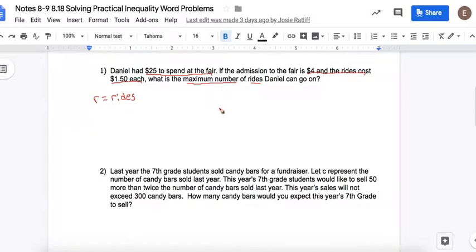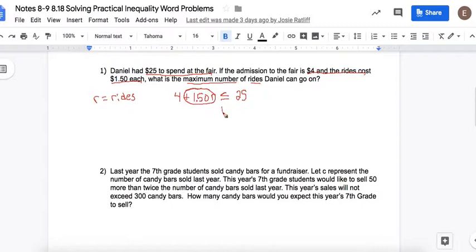So let's set this up. We know the admission to the fair is $4 plus $1.50 for each ride. So I would take $1.50 and multiply by the number of rides I went on. And he has $25 to spend. So the maximum number that is less than or equal to 25. Okay, let's solve this. This is a two-step inequality.